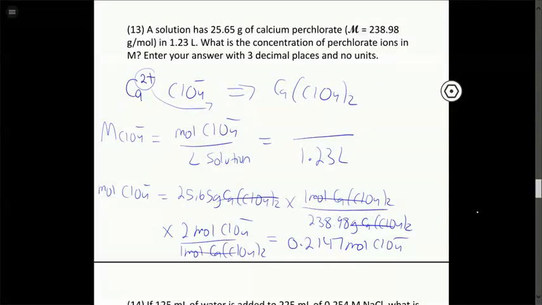So we're going to put that up here into the ratio to get molarity. So 0.2147 moles per liter for 1.23 liters gives us a molarity of 0.175.